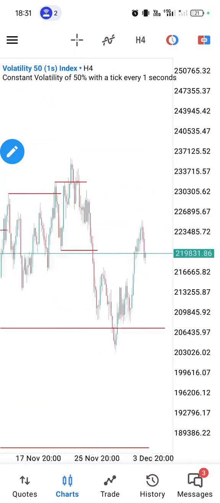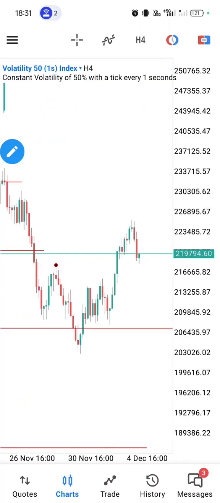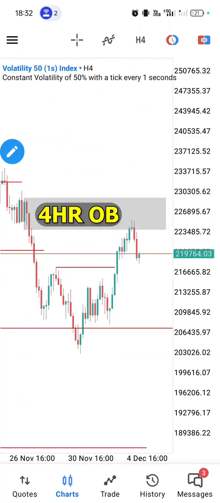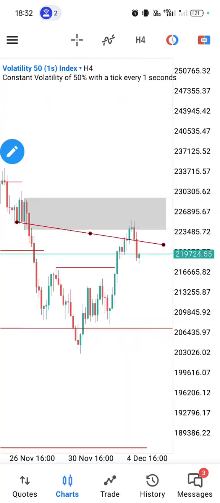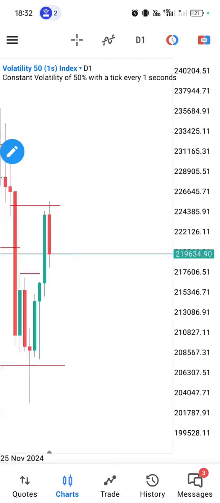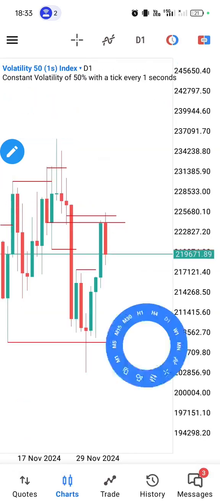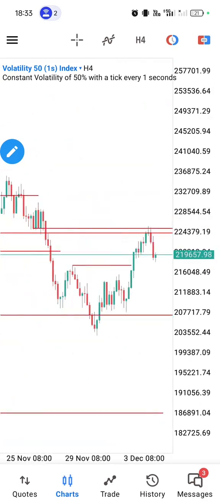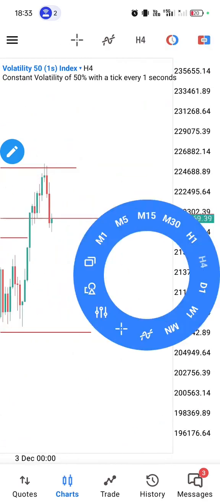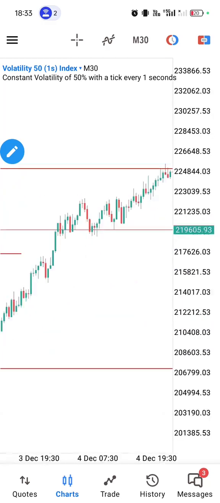It broke structure below that low, but it has to return back into the range, and then we can try to sell it. So the return, right there you can see it traded the high, and then it hit the 4-hour order block. So from there we plan to sell from the 4-hour bearish order block. And if we check out on the higher time frame, we can see it respected the daily order block, or at least it's reacting off of the daily bearish order block. So from the daily and the 4-hour it has to sell.